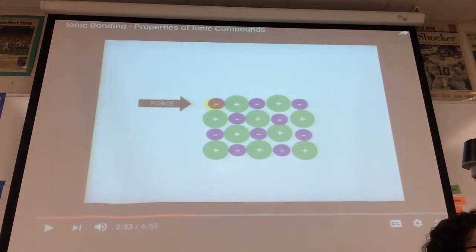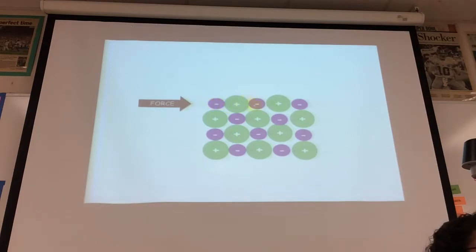All right, so here's your lattice structure with pluses and minuses, and now you're going to apply a force. You're going to smack it. We have an ionic structure: anions and cations alternating in a regular lattice structure. Remember, the lattice structure is normally three-dimensional. Well, it is three-dimensional, but I've just represented it here two-dimensionally to explain what happens when a force is applied. So here's my force, and it pushes.